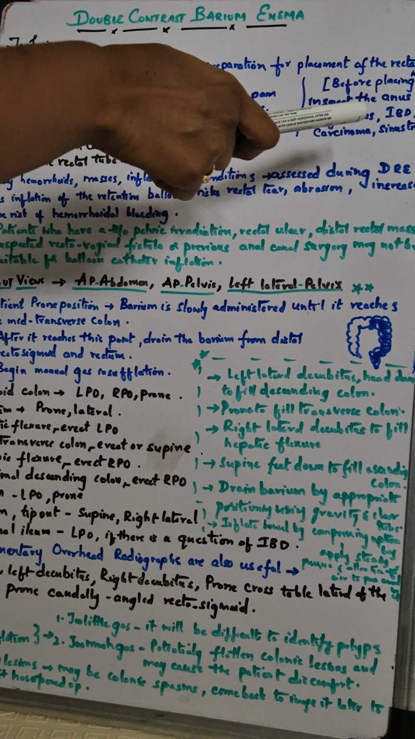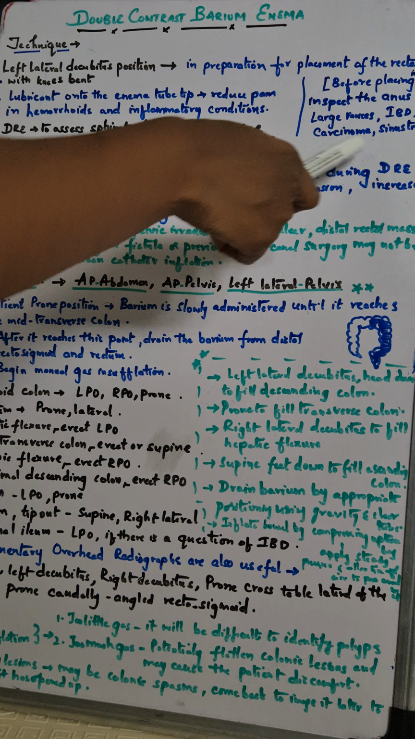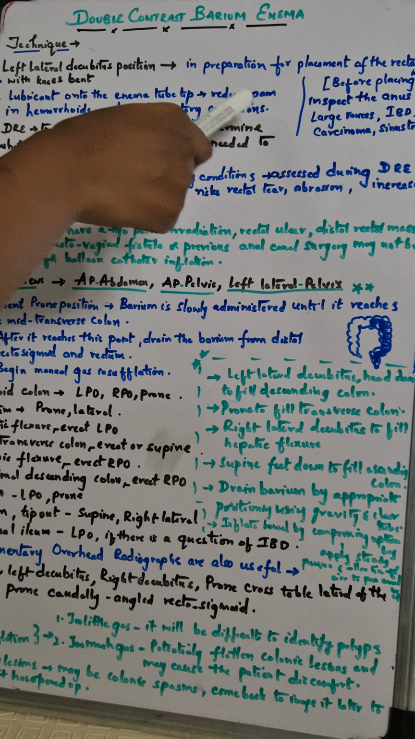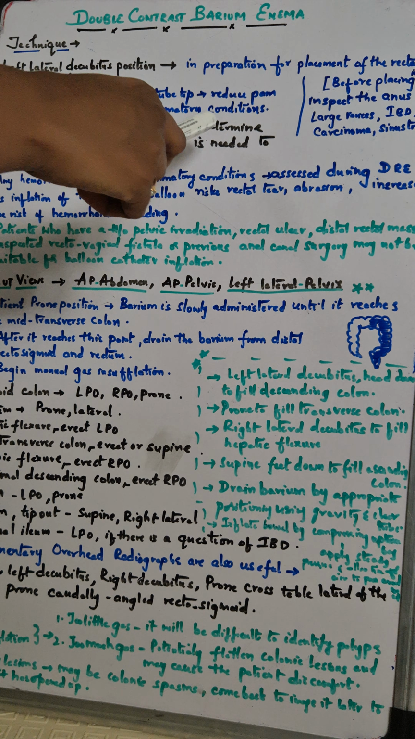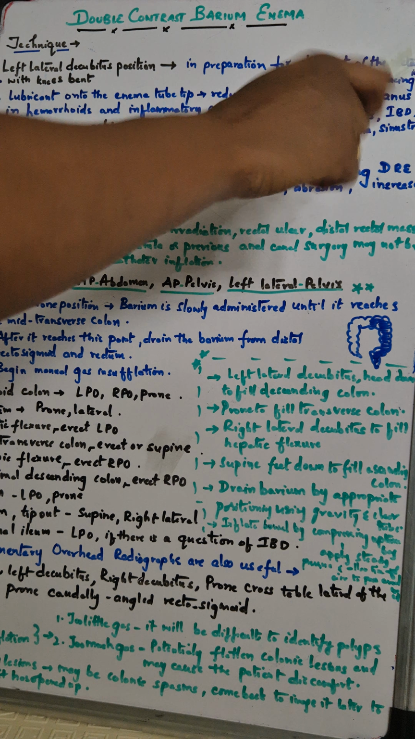Before placing the tube, inspect the anus for large varices, inflammatory bowel disease, carcinoma and sinus tracts. Lubricant is applied at the tip of the enema tube to reduce pain in hemorrhoids and inflammatory conditions. So first the patient will be in the left lateral decubitus position, and you put in the rectal tube.